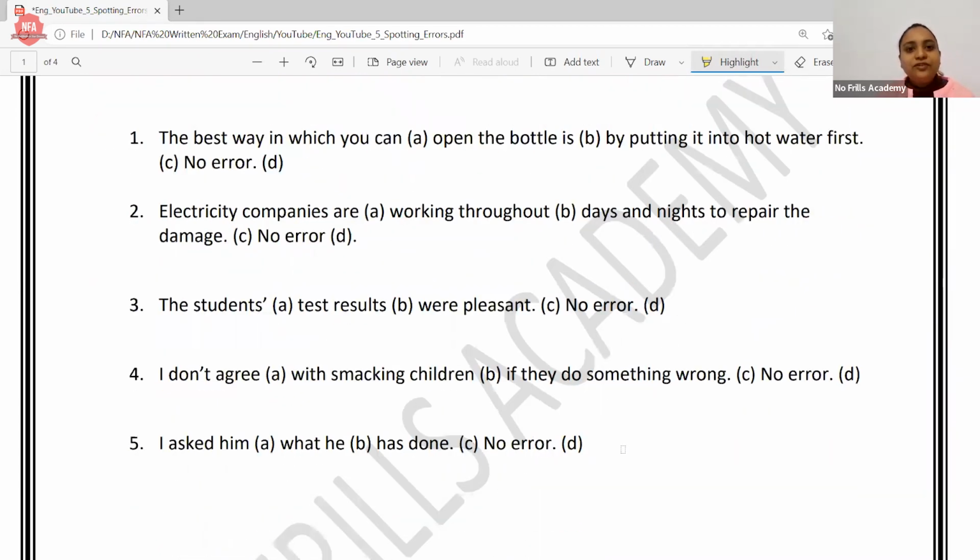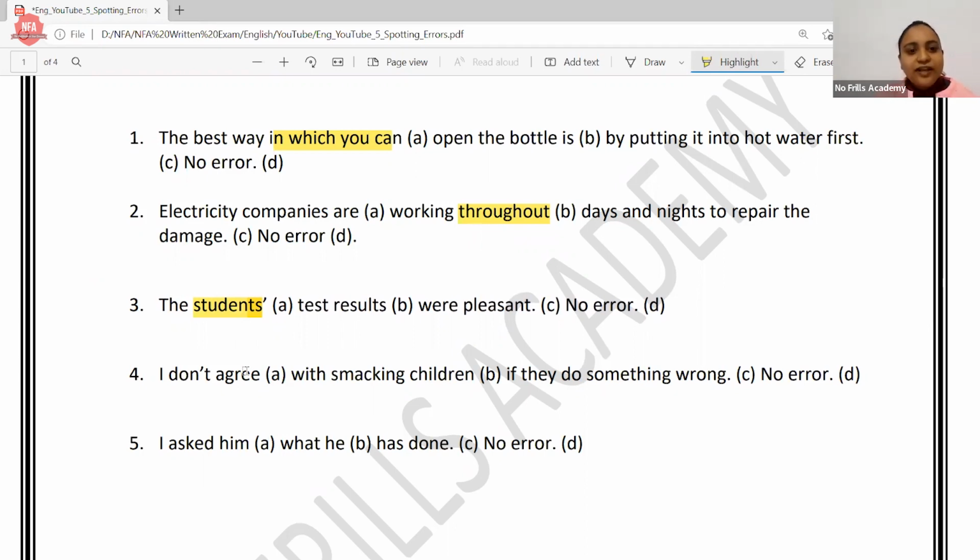The best way in which you can open: instead of saying in which way you can, the best way to open the bottle is by putting it in hot water first. Electricity companies are working through days and nights to repair the damage. The electricity companies are working days and nights to repair the damage. The students' test results were pleasant. There is no error here, and the apostrophe S is after the S. Whenever there is a plural form, the apostrophe is after the S of the plural word.